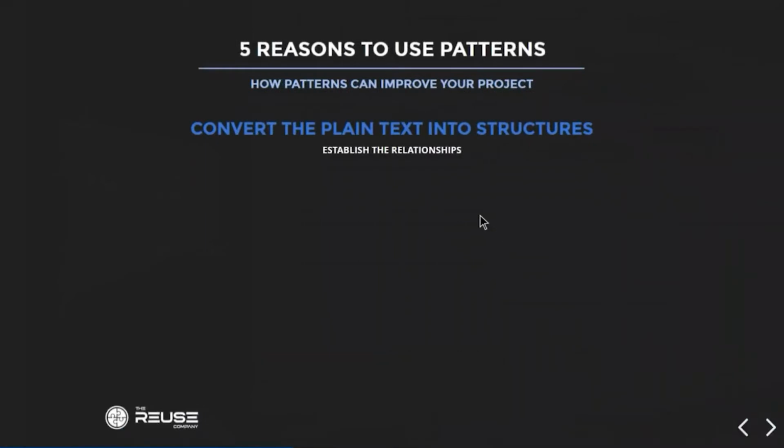But for this, we need to know why to use patterns and what benefits they can bring us. The first thing is to convert the plain text into structures and establish the relationships. It's not just about writing any sort of text. It's about putting certain restrictions and conceptualizing the relationships within them. Secondly, as the name of our company suggests, it's about reusing. You should try to reuse the effort that you invest in your project and be able to optimize it afterwards in similar projects with similar requirements or simply similar semantic structures.